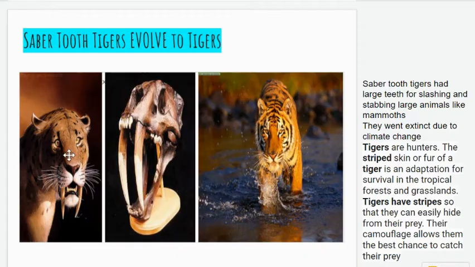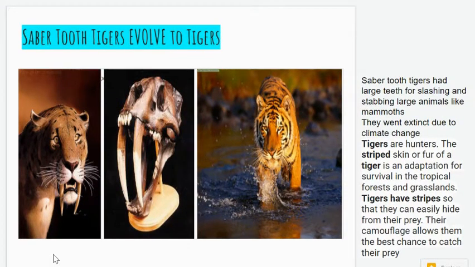These saber-toothed tigers had large teeth for slashing and stabbing large animals like mammoths. That's a giant elephant. They went extinct, or they died out. There's no more of them due to climate change, that's like the weather changing. Tigers are hunters. The striped skin or fur of a tiger is an adaptation for survival in the tropical forests.